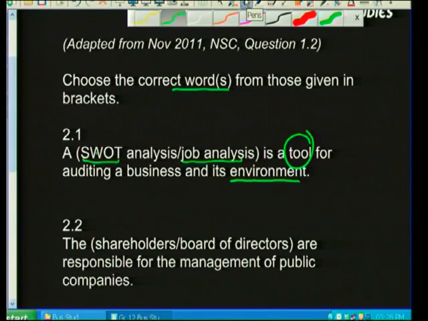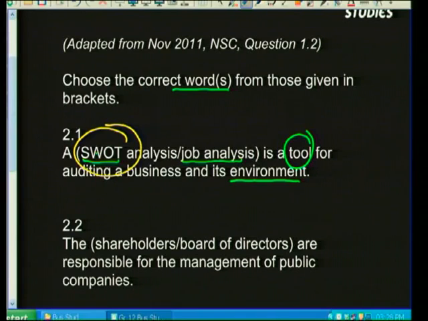So now let's go back and see which one is the correct one. So based on what I've explained to you now, you can see that the SWOT analysis, that should be our answer. Right, so that one over there. So the SWOT analysis, that is our answer. That's the tool for auditing a business and its environment.